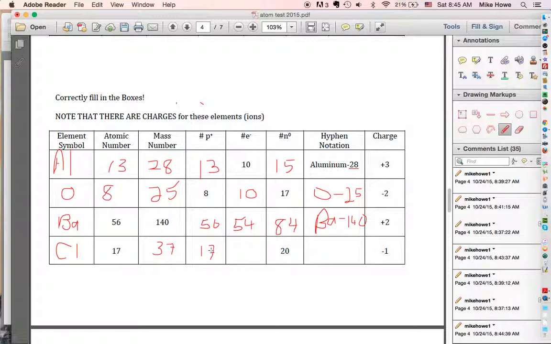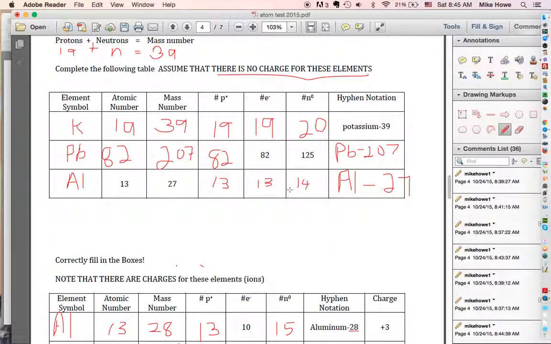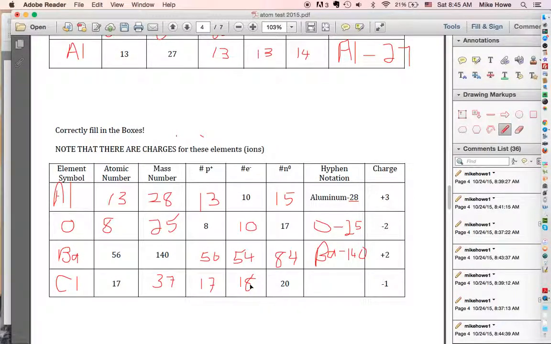The electrons equal the protons if there's no charge, but wait, there's a charge. So have you gained or lost an electron when it's a -1? If you look back at the top of the page, you'll see that if there's a negative charge, the atom's gained electrons. Okay, so that's why it's 18 and not 17. And the notation would be Cl, or chlorine, you can write the whole word, chlorine-37, not 17, 37, because this has to be the mass.